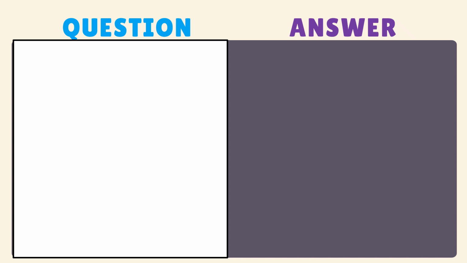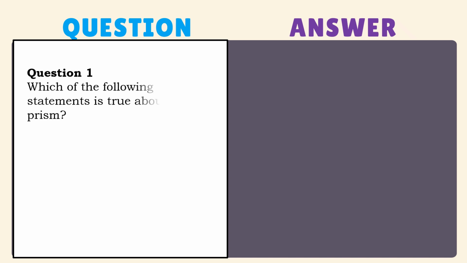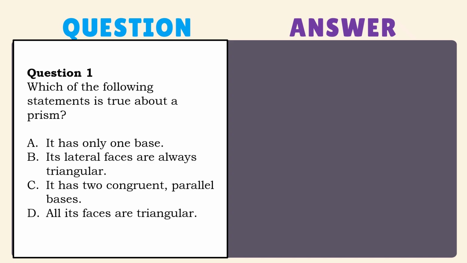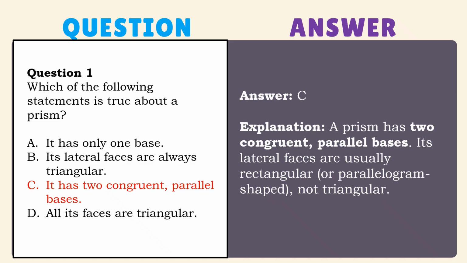Get ready to test your knowledge. Question number 1. Which of the following statements is true about a prism? A. It has only one base. B. Its lateral faces are always triangular. C. It has 2 congruent parallel bases. Or D. All its faces are triangular. What do you think the answer? Alright, the correct answer is letter C. A prism has 2 congruent parallel bases. Its lateral faces are usually rectangular or parallelogram shaped, not triangular.